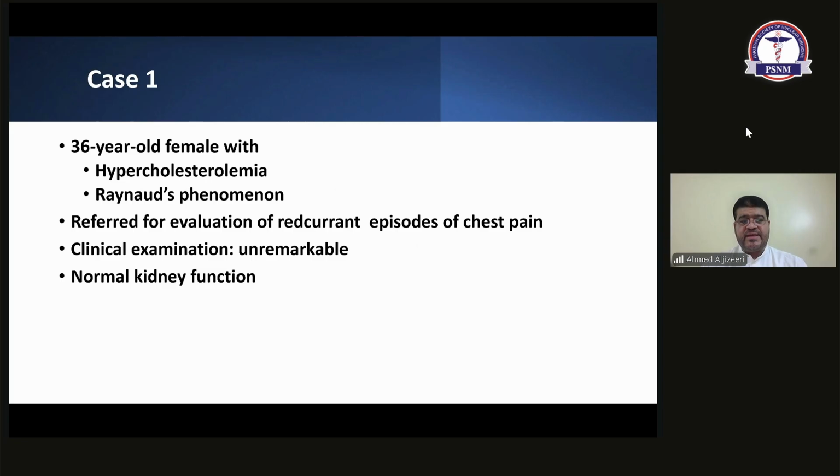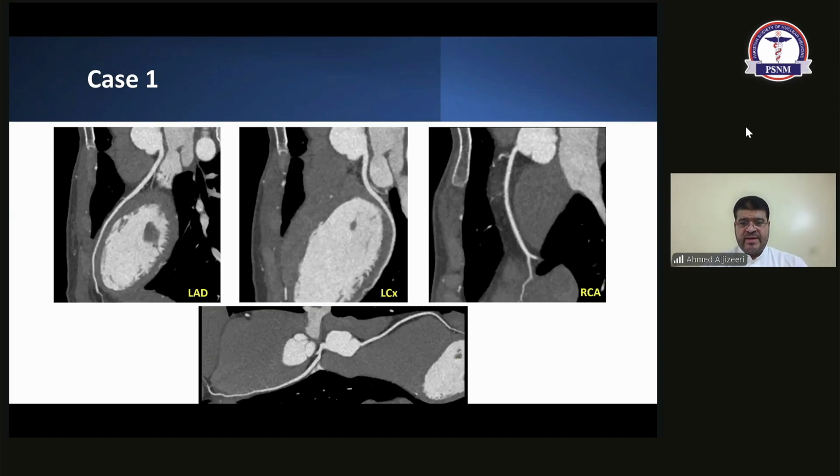The first case is a 36-year-old female with hypercholesterolemia and Raynaud's phenomenon, who was referred for evaluation of recurrent episodes of chest pain, with an unremarkable clinical examination. She has normal kidney function. So her physician rightly ordered a cardiac CT scan, which showed, as you can see, pristine coronary arteries. However, she continued to have chest pain, and later in the talk, we will figure out what to do with such a patient.